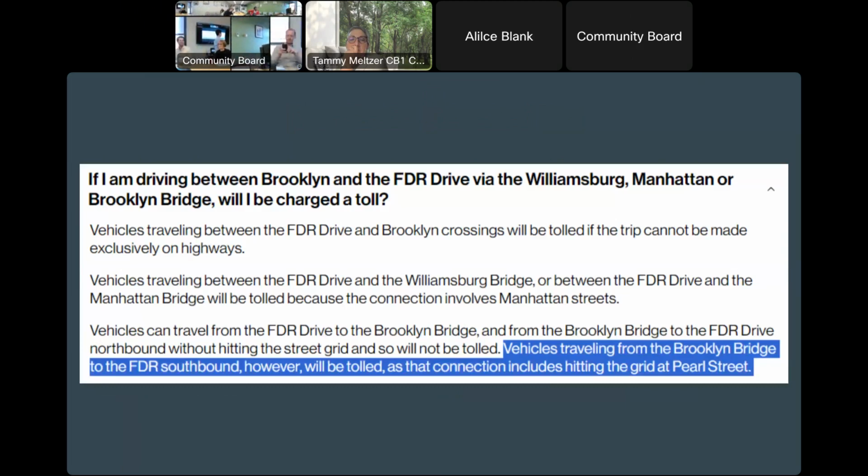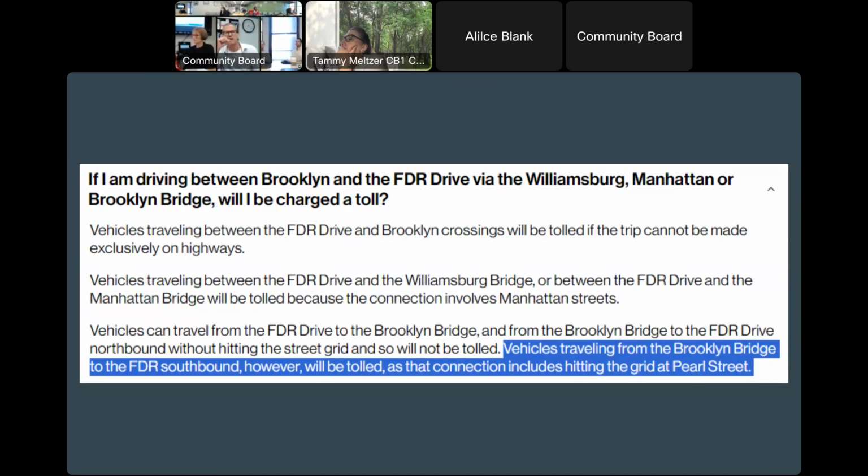Here is the FAQ on the MTA website. If you notice there, at the end, there is an interesting statement about drivers who will be coming over the Brooklyn Bridge. Could you make the print bigger if possible? I'll explain it. It's a little weird, but it's short.